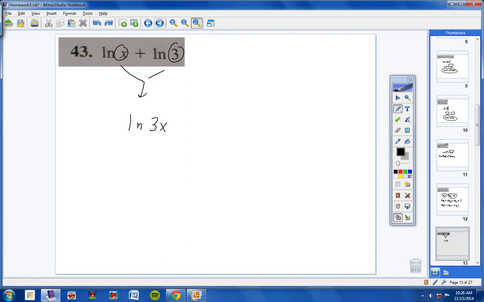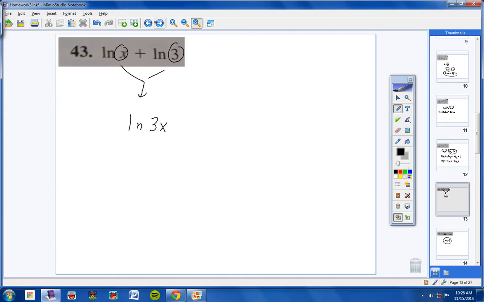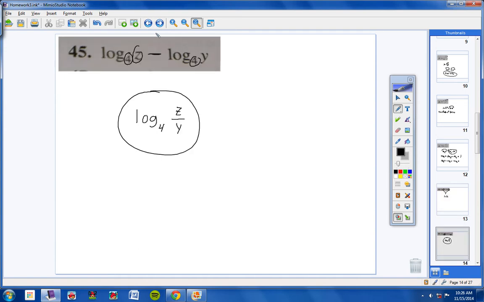Okay, number 45. Okay, 2 logarithms that are being subtracted. They have the same base. So we're going to put log base 4. And the first argument goes up top. And the second argument goes at the bottom. So there we go. I better check the back of the book on these past 2. I did not check the book. I always want to do that to watch for little mistakes. Okay, this one was good, and this one was also good.